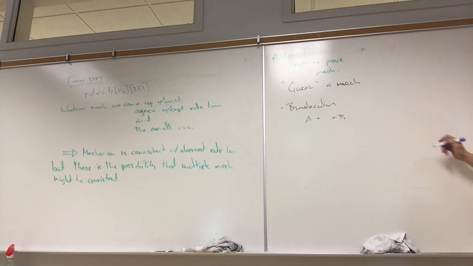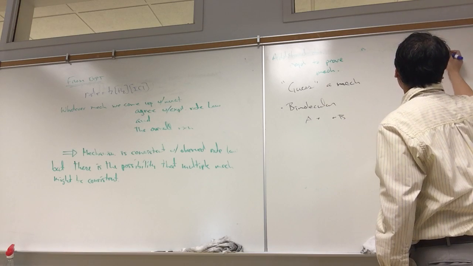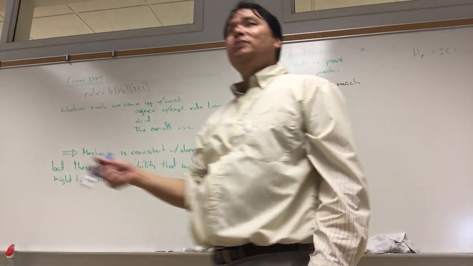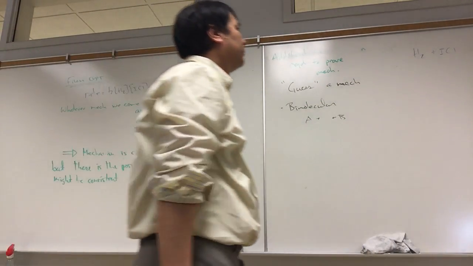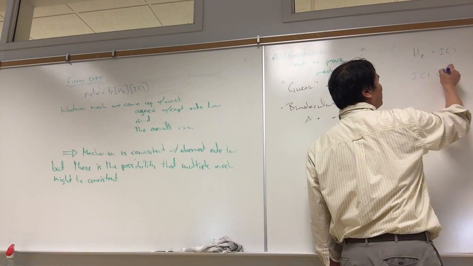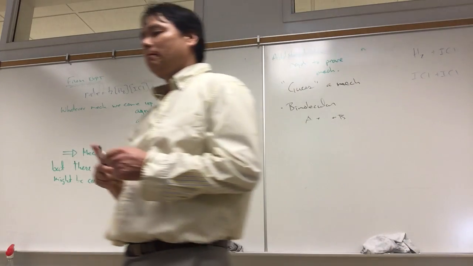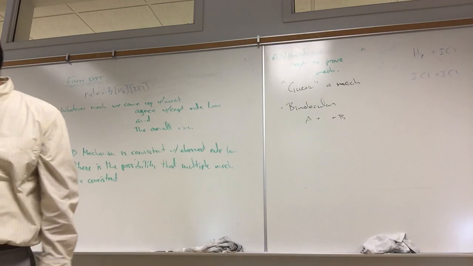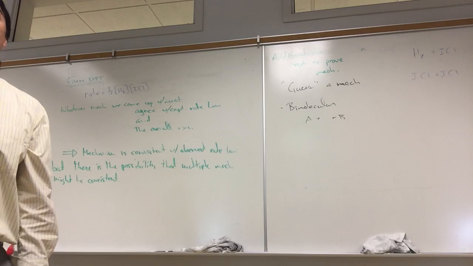And so I would say maybe an H2 collides with an ICl, right? An H2 collides with an ICl, boom. That would be a bimolecular. Or, what's another possibility? An ICl collides with an ICl. It's another possibility. Well, due to the stoichiometry of this reaction, those are the only two bimolecular possibilities that we have.